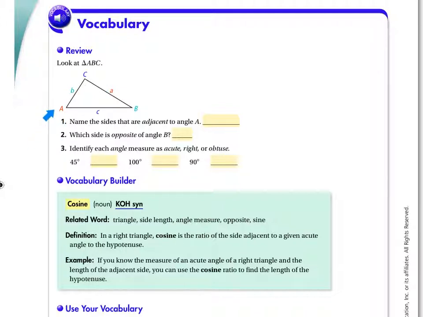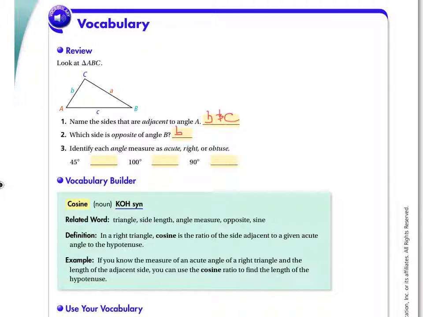What sides are adjacent to A? B and C. So which side is opposite angle B? Side B? What'd you say? Little b. Little b, yeah.